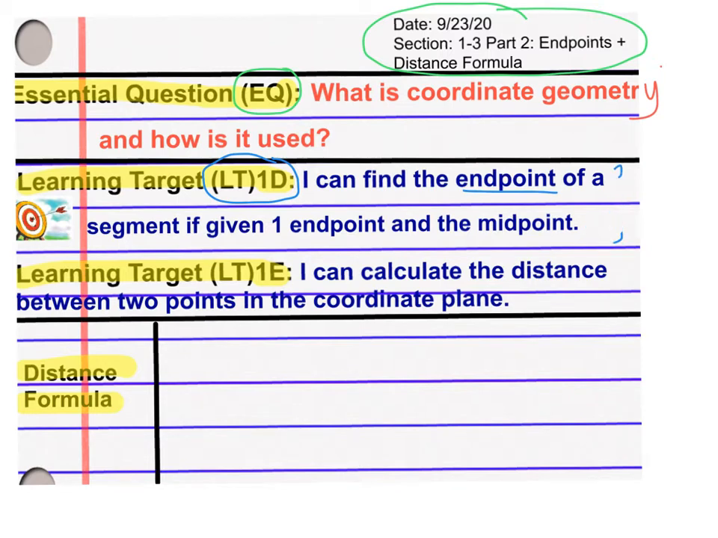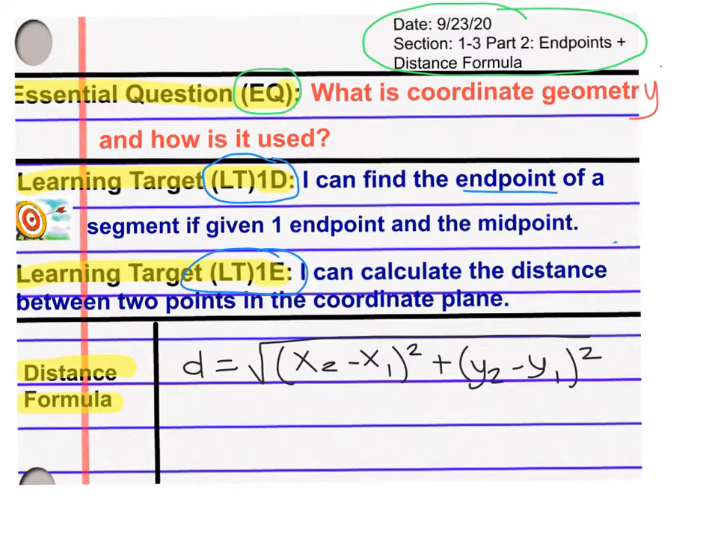So slightly different. Okay, our second learning target, 1E, I can calculate the distance between 2 points in the coordinate plane. All right, let's go over our distance formula. Distance equals the square root of x2 minus x1 squared plus y2 minus y1 squared. So please make sure you pause the video, you copy down the distance formula exactly. This is on all formula sheets that you'll be getting for tests, for the MCA, for anything like that. So you don't need to memorize this.